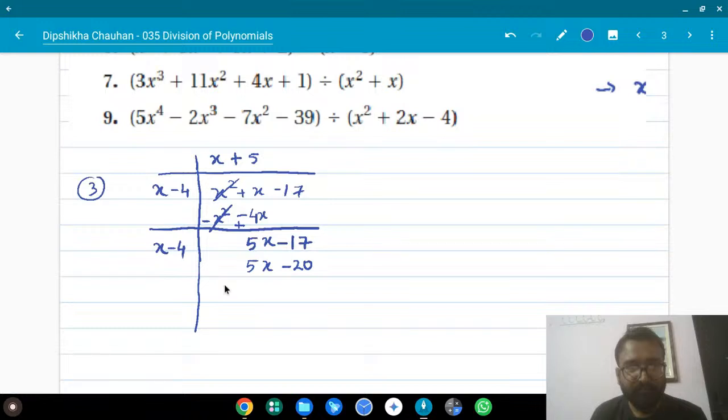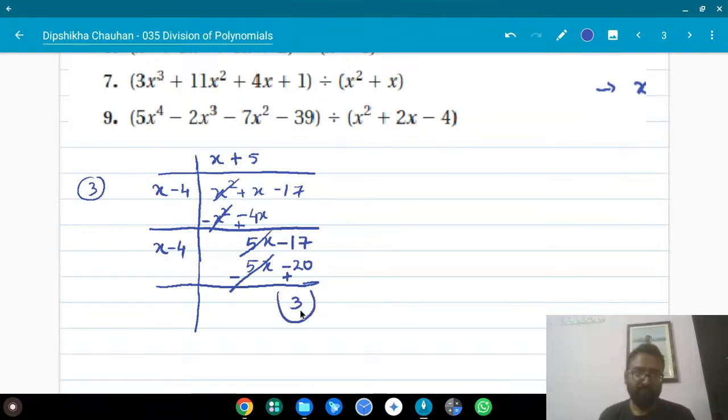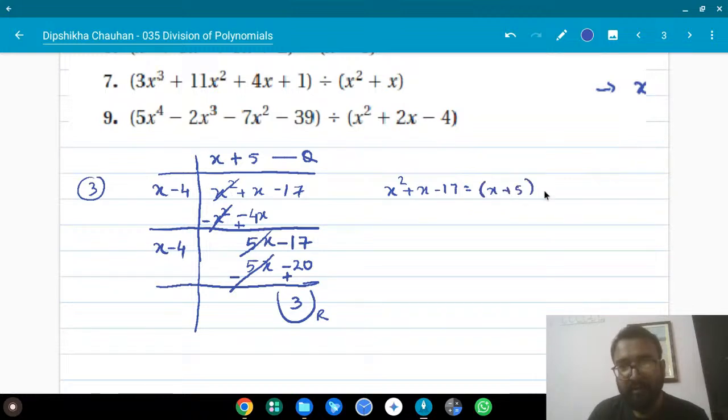So you can do it. No, it's negative 20 because it is minus. Then minus and plus, it will be 0, and it will be 3. So this is your remainder, so nothing more to do now. This is the remainder, and this is your quotient. So here you can write x square plus x minus 17 equals quotient into divisor, that is x plus 5 into x minus 4, plus 3.